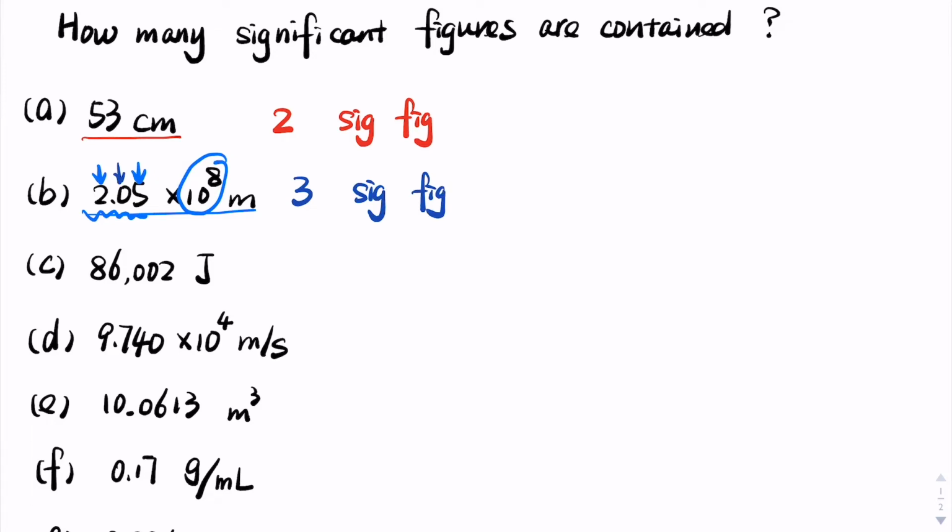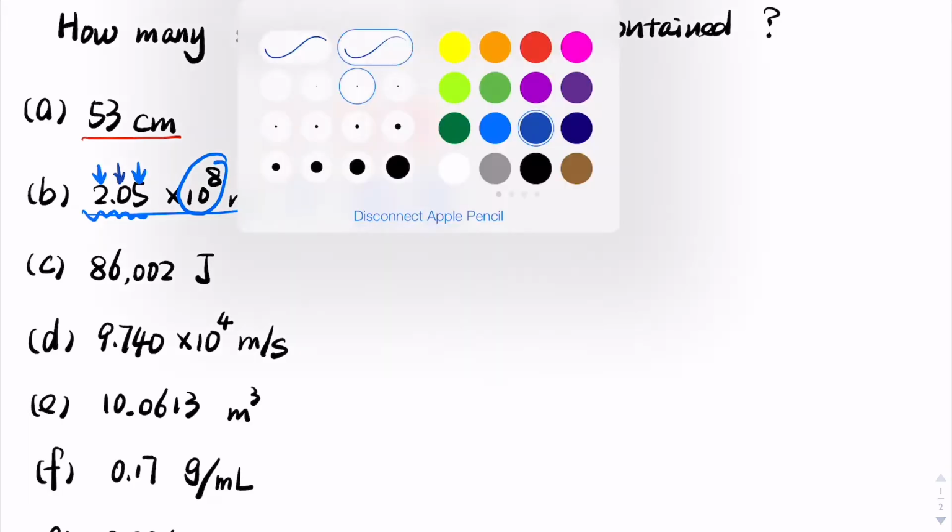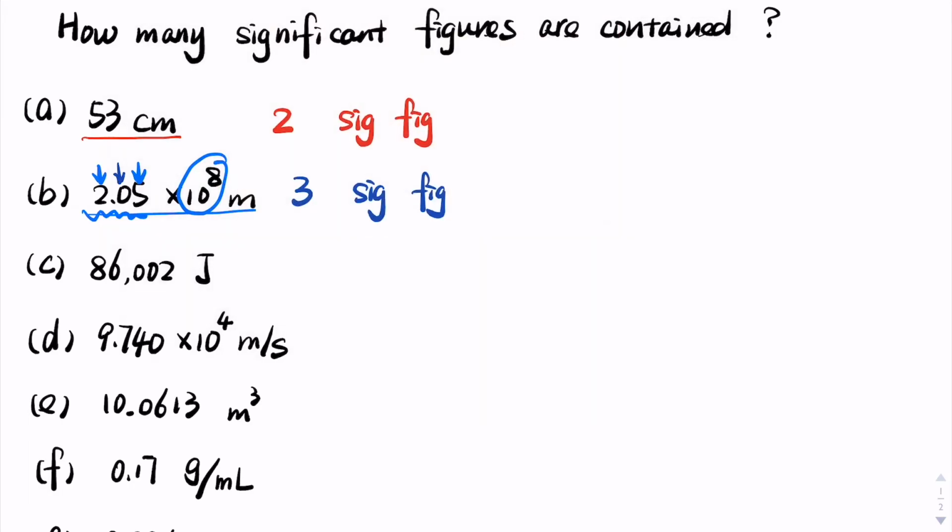Next, number C. You have 86,002 joules. Following the same rule, all the non-zero numbers are significant. So 8, 6, and 2 are significant, and these zeros trapped in between are interior zeros, so they're also significant. Every number in this measurement is significant, so the answer for this will be 5 sig figs, 5 significant figures.